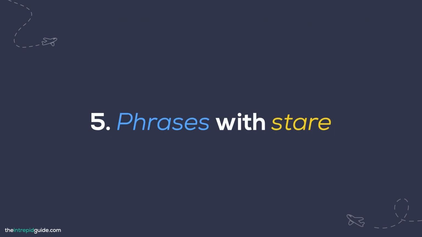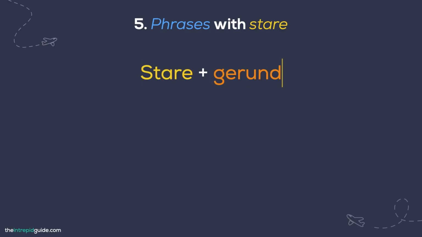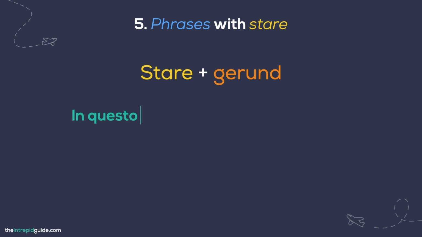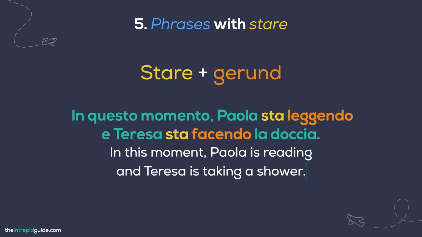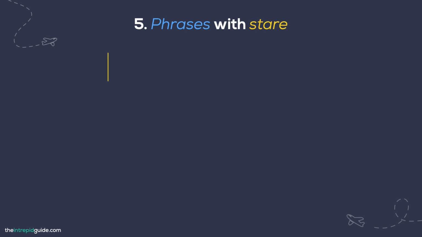Phrases with stare. Now, stare is also used in some particular expressions with a specific meaning. For example, stare plus the gerund. Now this indicates an action in progress. For example, In questo momento Paola sta leggendo e Teresa sta facendo la doccia. In this moment, Paola is reading and Teresa is taking a shower.